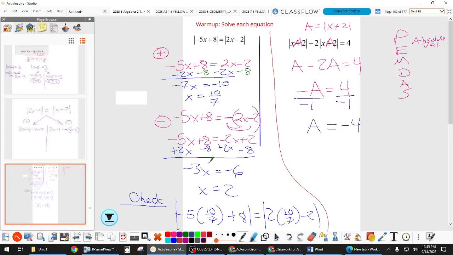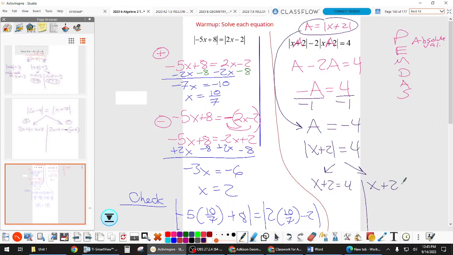Well, now we have it simplified to the point where we're ready to bring that back. So we take this and we plug it back for A. And now we have absolute value of x plus 2 equal to 4. Now what would you do? Positive negative case, perfect. So if you want to draw the split, that's fine. We have x plus 2 equals 4, and x plus 2 equals negative 4. And from there, it's just the usual. So we'll get 2 and negative 6.